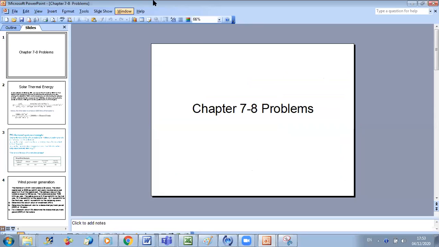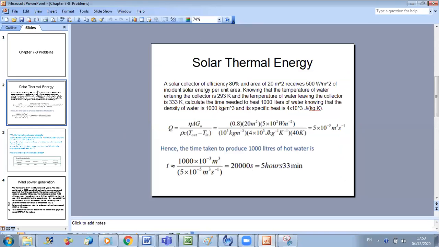Okay, so the first problem is an application of solar thermal energy. I just want to tell you that I will not include chapters 2 and 3 in the exam, but you should know the basic concepts. For example, you should know that sensible heat is m dot Cp delta T. These are basic equations to be able to solve applications of solar thermal energy.